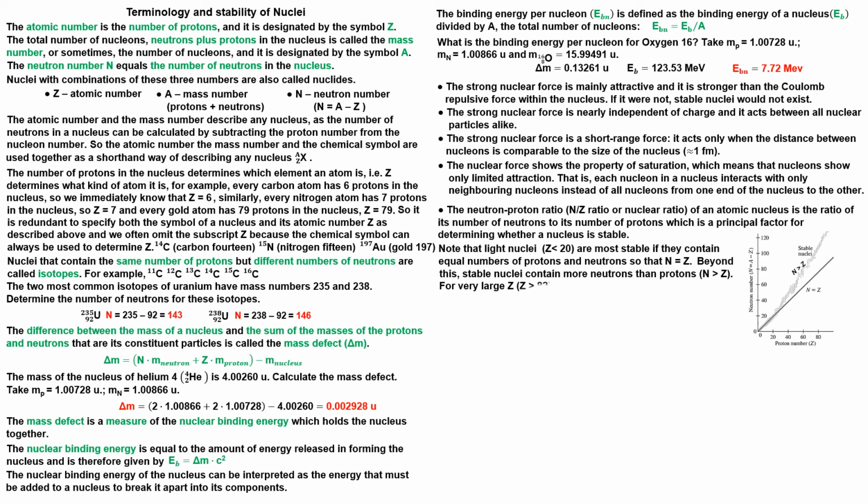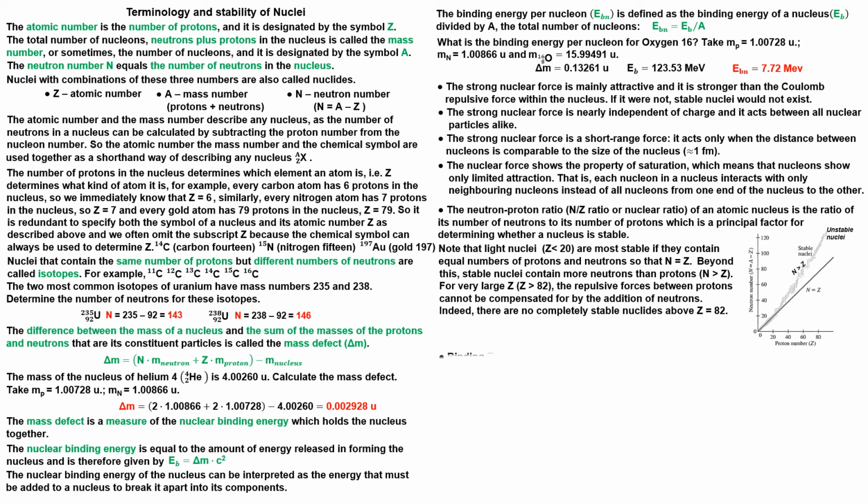For very large Z, the repulsive forces between protons cannot be compensated for by the addition of neutrons. Indeed, there are no completely stable nuclides above Z equals 82.